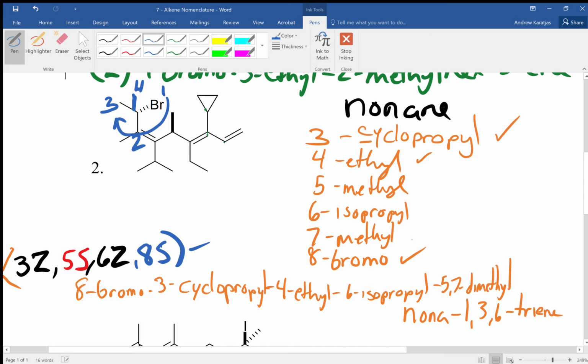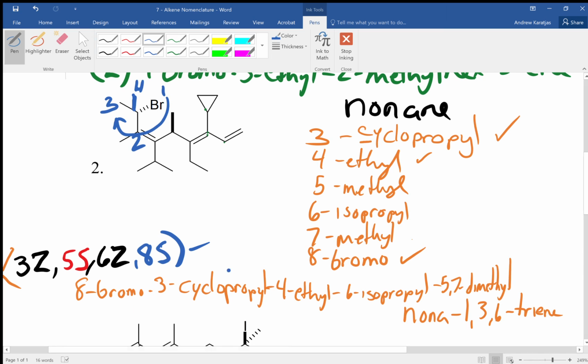So finally, we have the full name of this compound, 3Z, 5S, 6Z, 8S, 8-bromo, 3-cyclopropyl, 4-ethyl, 6-isopropyl, 5,7-dimethyl, nona-1,3,6-triene. Seems like a lot, and there is a lot going on in that problem. But again, it helps us to reiterate that with nomenclature, no matter how complicated the example looks, we're still just taking those same steps we've learned and using them over and over and over again.